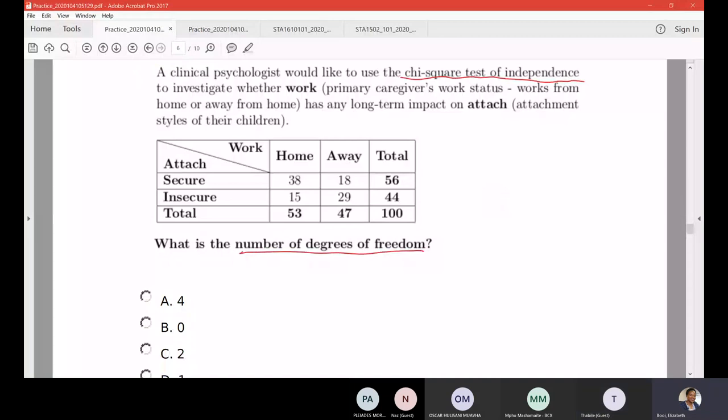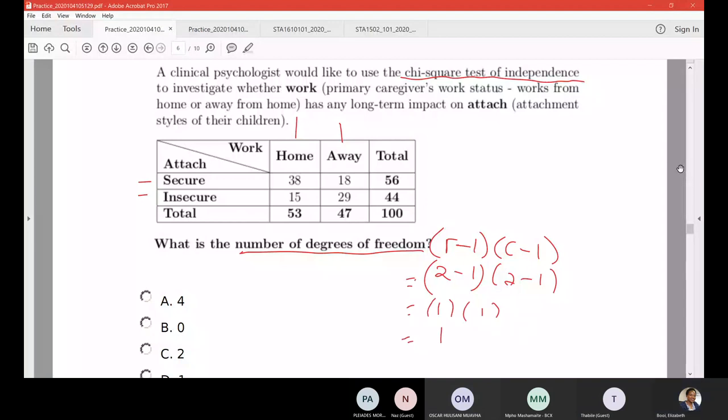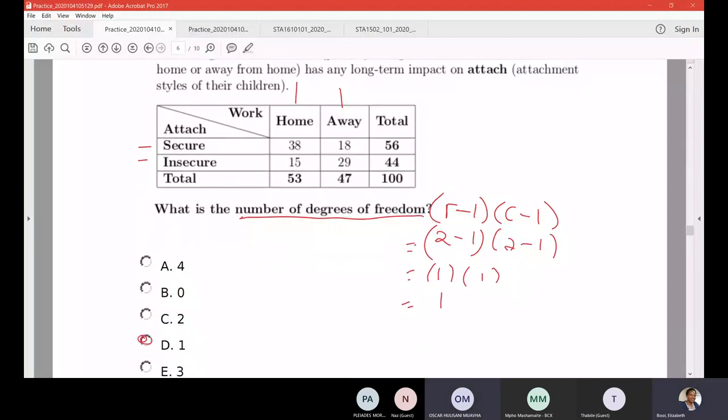So for this one, they're asking for the number of degrees of freedom. Remember, the degrees of freedom is the number of rows minus one times the number of columns minus one. So you count how many rows you have: one, two rows, minus one. And how many columns? You have two columns. Two minus one. This should be easy because it's one times one, which equals one. It's option D.